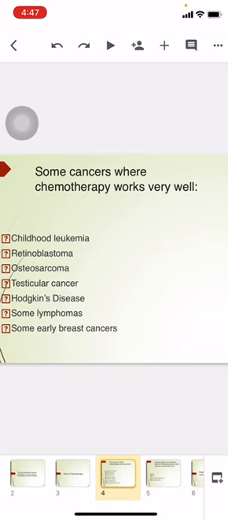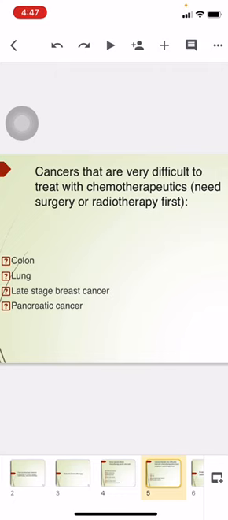While treating patients diagnosed with cancers, it was found that in some cancers chemotherapy works very well, as these cancer cells are very sensitive to the effect of chemotherapy, like childhood leukemia, lymphoblastoma, osteosarcoma, some cases of testicular cancers, Hodgkin disease, some types of lymphomas, especially the indolent lymphomas, of course not aggressive lymphomas, and some patients diagnosed with early breast cancers.